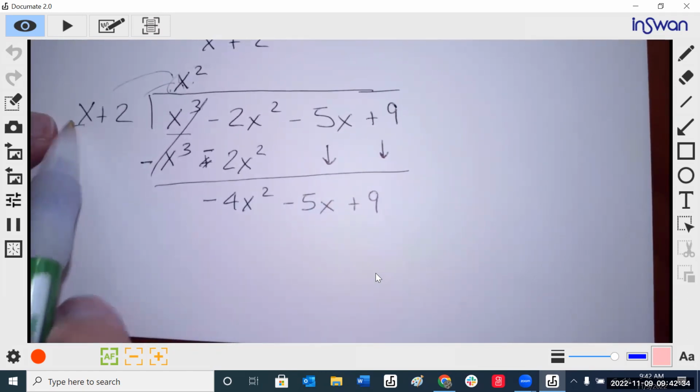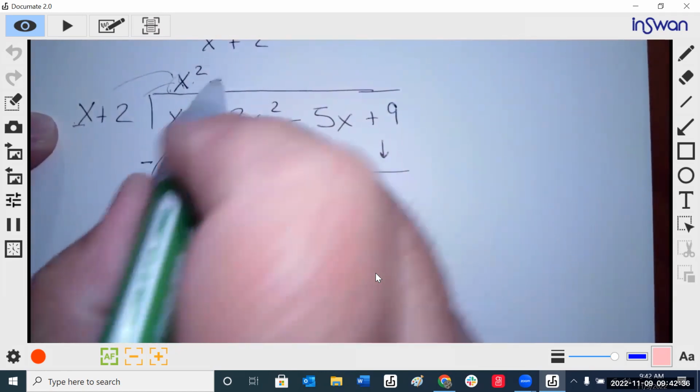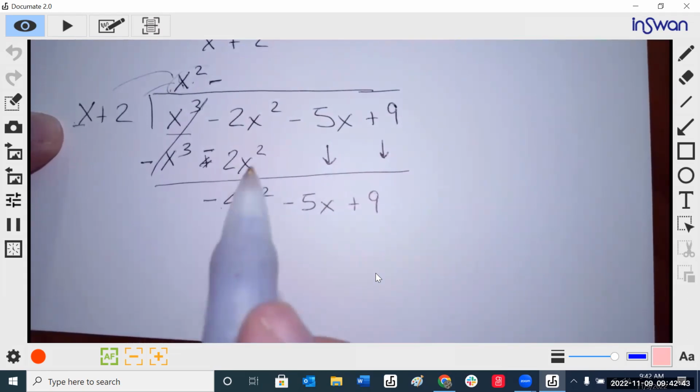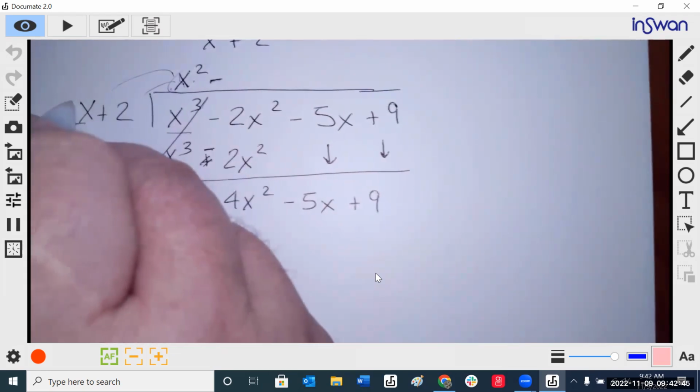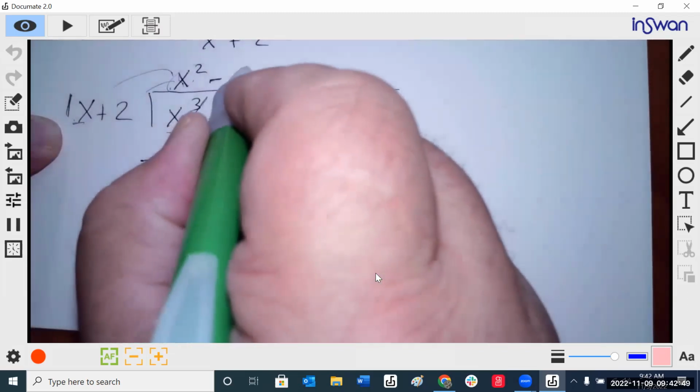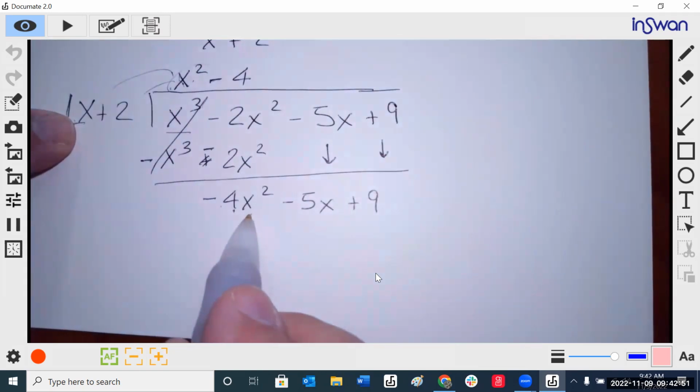All right, so we have positive times negative is a negative. So what times x gives me negative 4x squared? Remember, there's a 1 in front of here. So what times 1 gives me 4? How many x's do I need? One more.